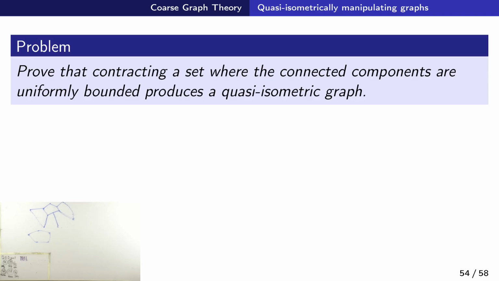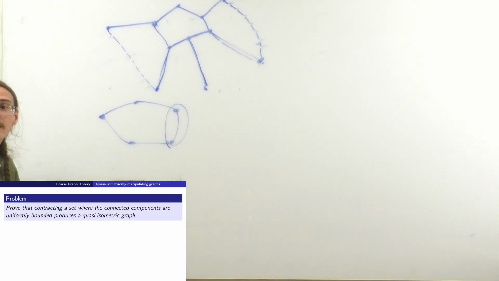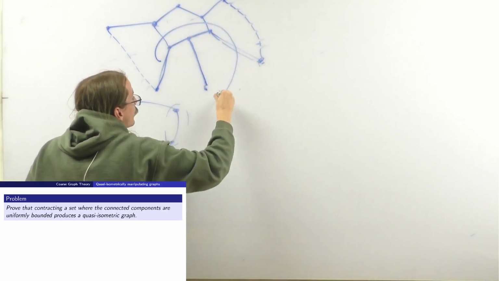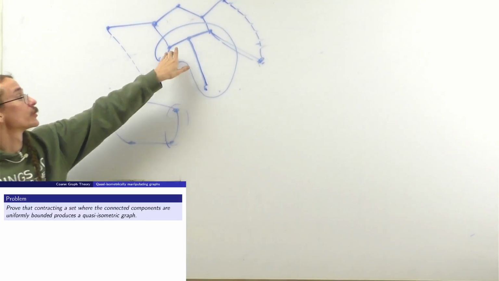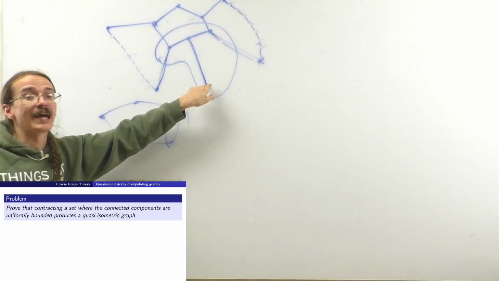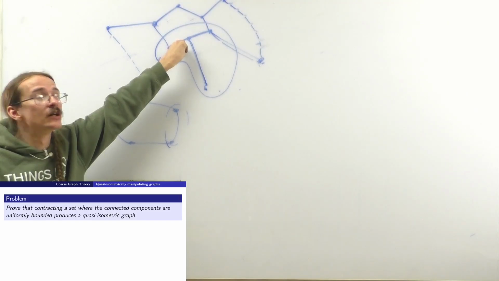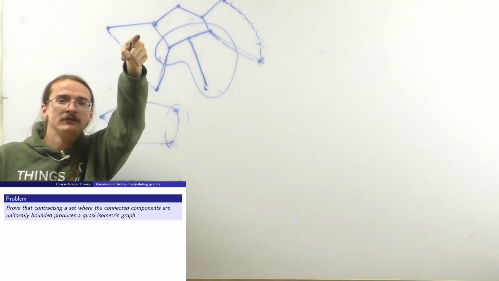Contracting a set where the connected components are uniformly bounded produces a quasi-isometric graph. Okay, so first level analysis. Instead of just a single edge inside of this graph, we're going to take some set inside of the graph, something like this, and we're going to contract it, i.e. we're going to identify every vertex in this set to just be one vertex, and all of the edges connected to any of them are going to go to that new vertex instead. Everybody's clear on what it means to contract a set?